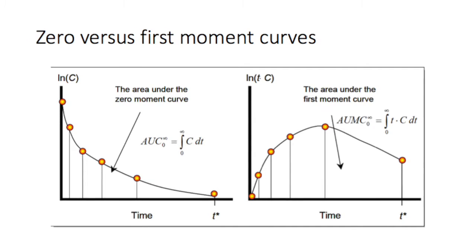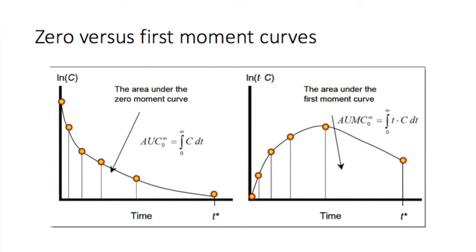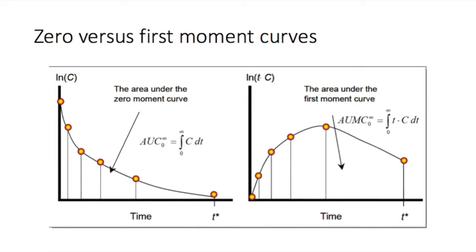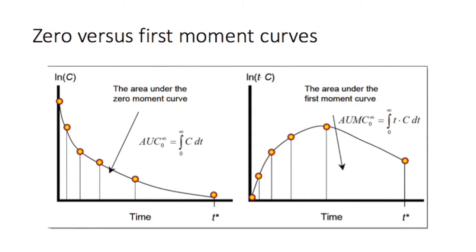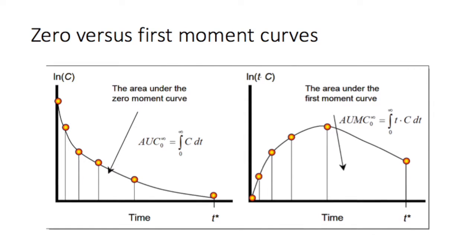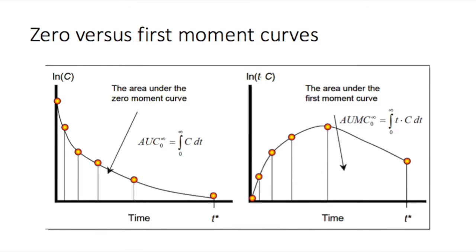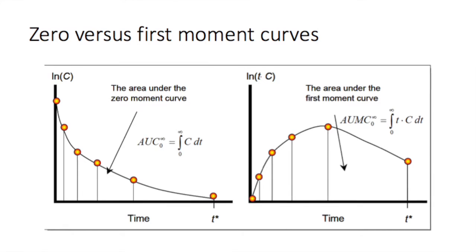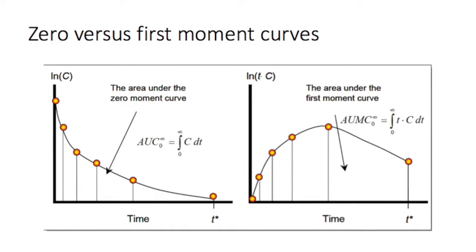So you may be asking the question, what do we mean by zero and first moment curves? The zero moment curve is simply a plot of plasma drug concentration versus time, which is the curve that we have come to know very well during this course. The first moment curve is that profile that results when we take the drug concentration and multiply it by the time at which it was measured, and then we plot that value versus the time at which the drug concentration was measured.